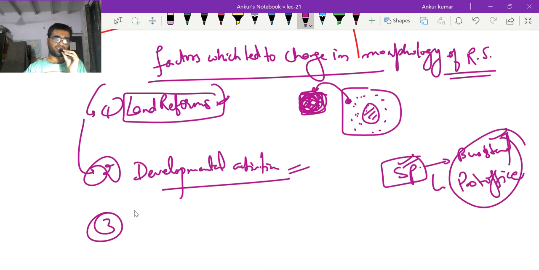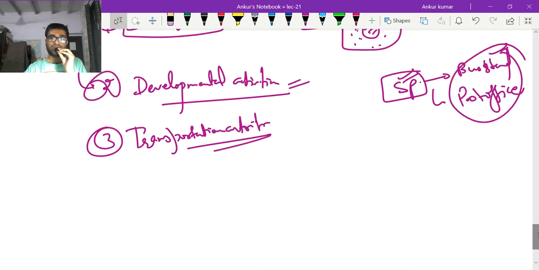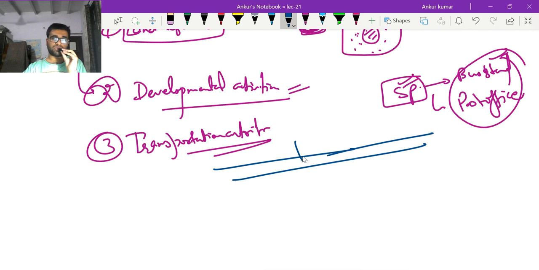The third factor is the transportation arteries. As the transportation arteries, from the railway lines to the roadways, developed, people started making their houses for living very close to them. For example, let us say this was the railway line, and here was the railway station, and here was a village.